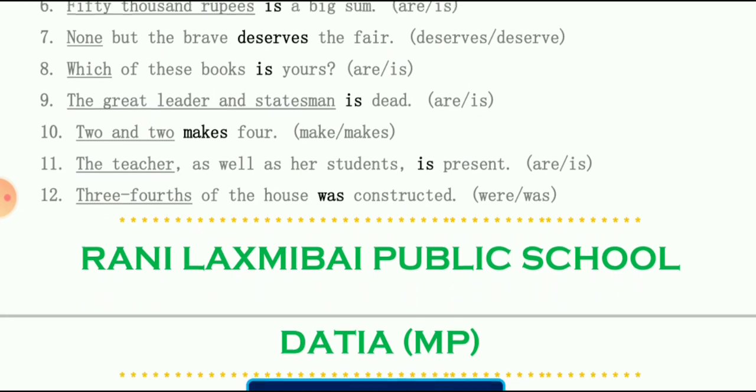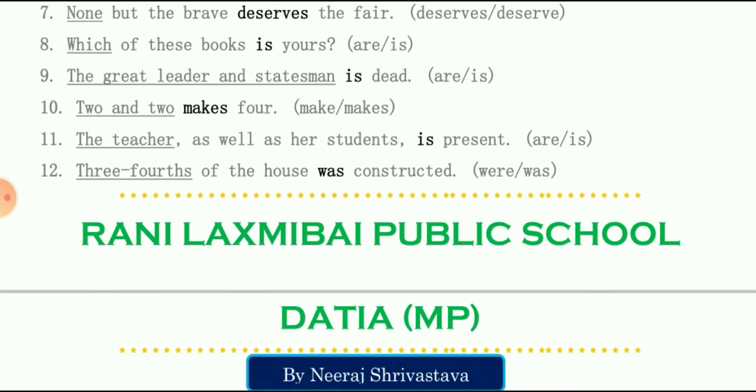Now, the next one is 2 and 2. Mathematical calculation or computation. We can use either singular or plural, both are correct, but most of the time we use singular. So 2 and 2 makes 4. The teacher as well as her students are plural, but the subject is the teacher, so here we will use the singular helping verb "is". 3/4 of the house, that is singular, that's why we will use the helping verb "was".